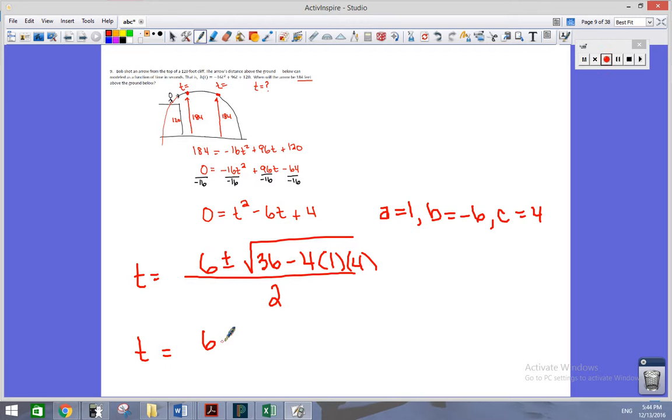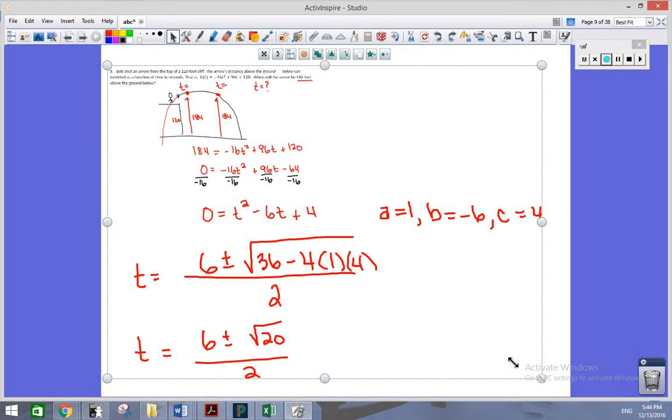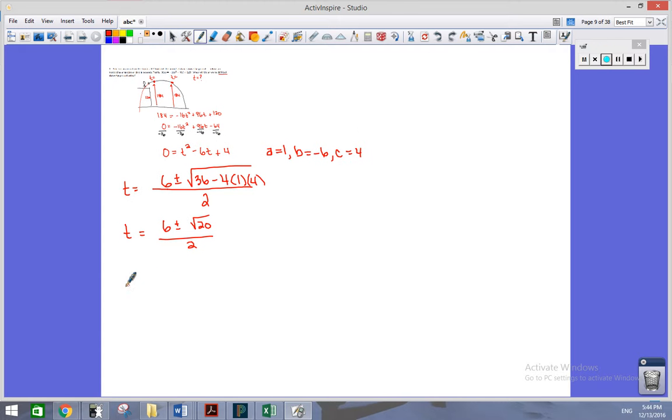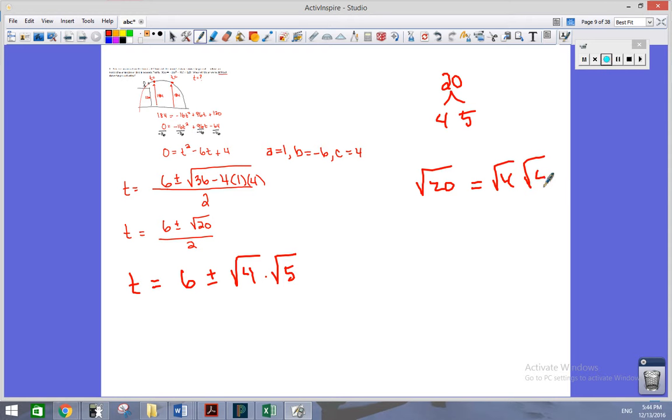So what do we have? We've got 6 plus or minus the square root of 36 minus 16, that's 20. Let's take a look at it. We know that 20 breaks down to 4 times 5, so I can take the square root of 4. I know the square root of 4 is 2, so I can simplify. I can break the square root of 20 up into the square root of 4 times the square root of 5. All this is being divided by 2.